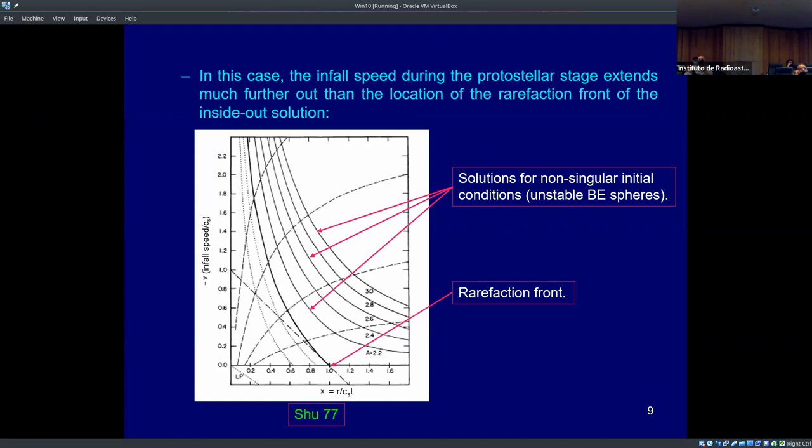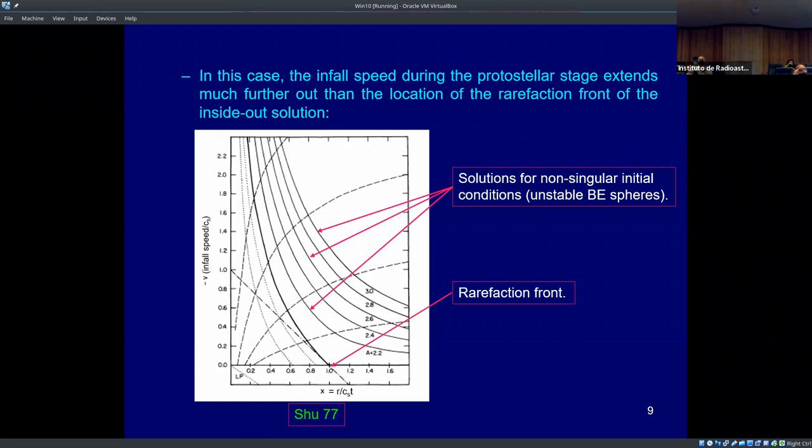If you accept this, actually, Shu had the solution also for this. Shu computed both the inside-out collapse solution, but many others. And in fact, he didn't exhaust the range of possibilities, but he got solutions that are probably more relevant to what we observe in simulations, for example. This, like I showed before, is the singular inside-out collapse solution.